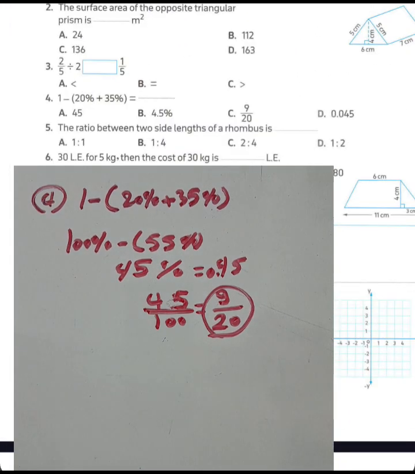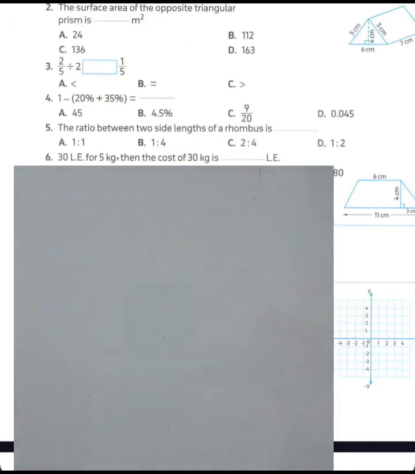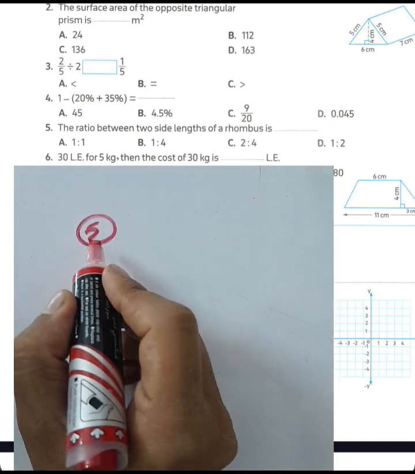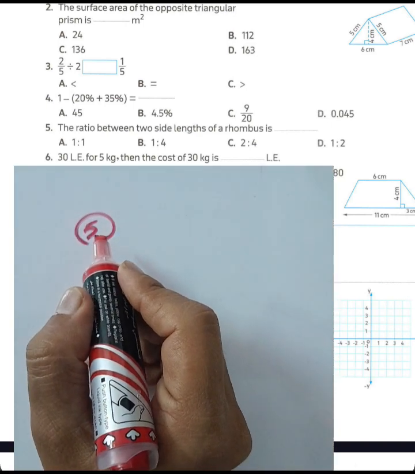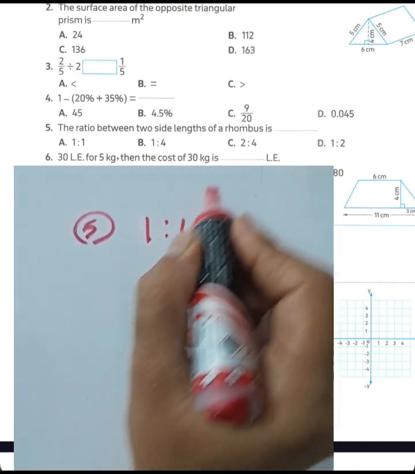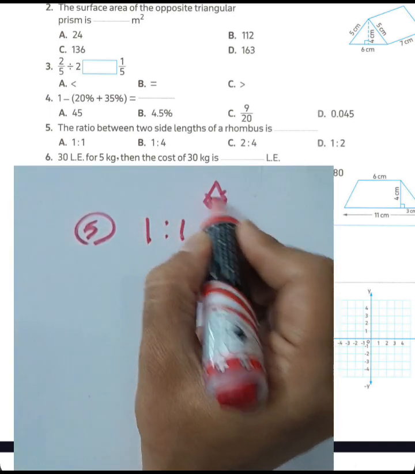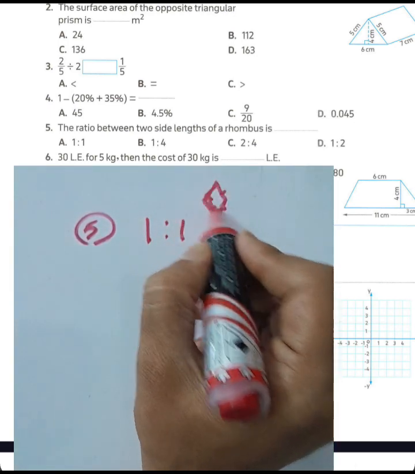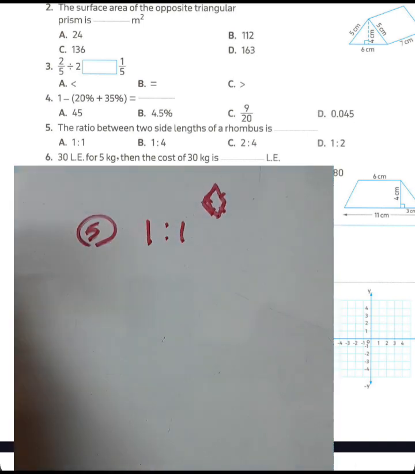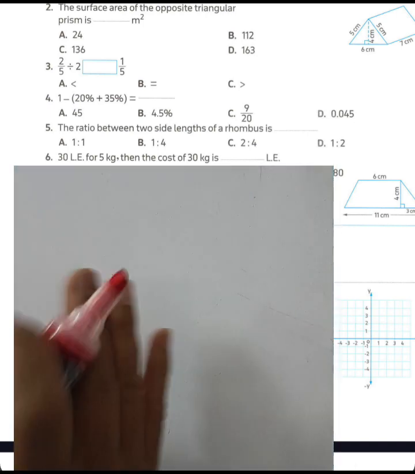Question number 5. The ratio between two side lengths of a rhombus will be 1 to 1. In a rhombus, all sides are equal in length, so the ratio between any two sides is 1 to 1. If you want to find the ratio between the perimeter and a side, it will be 4 to 1.